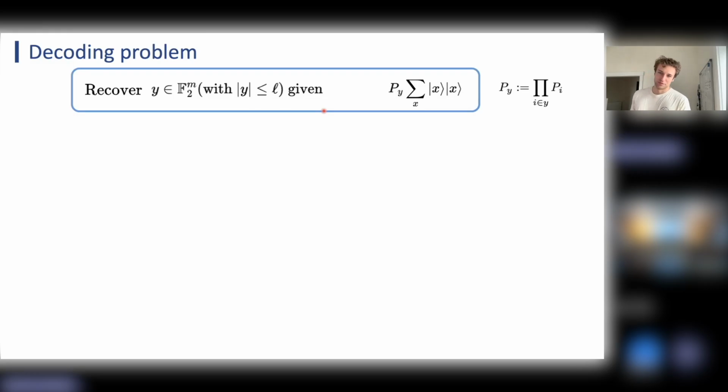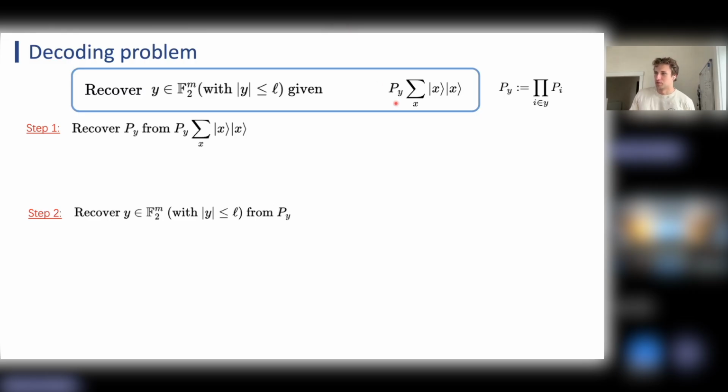Maybe do people have ideas of how to solve this decoding problem? So you have some Pauli error applied to half of the maximally entangled state. The Pauli is a product of small Paulis, which you know. Can you somehow recover y? If people have ideas, let me know. I can give a few hints.